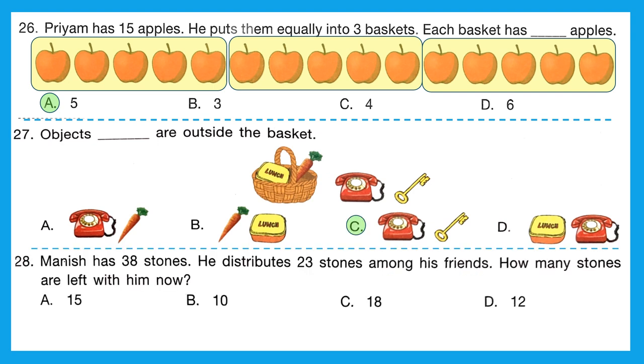Question 28. Manish has 38 stones. He distributes 23 stones among his friends. How many stones are left with him now? Now this is a subtraction sum because we are reducing from 38 stones. So 38 minus 23 is equal to 15. So 15 is the correct answer. Option A is correct.